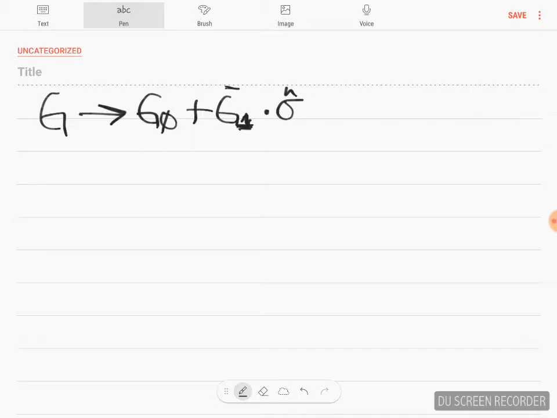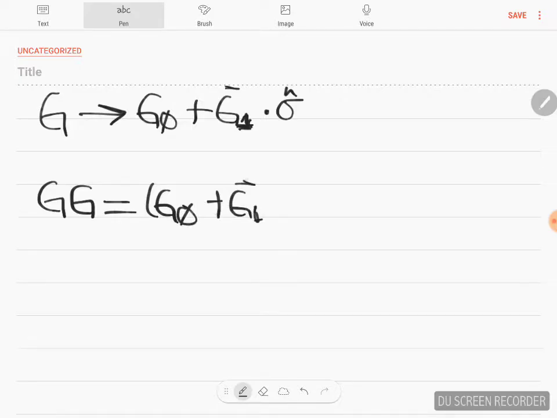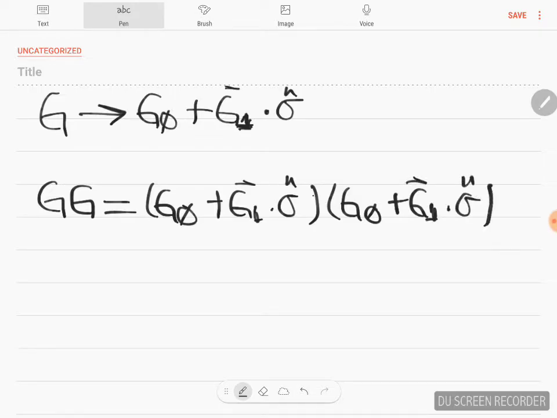What is the product of two of these Green's functions? So let's say if I want to calculate this, what would I do? Then we will proceed in the following way. So I will say G0 plus G1 dot sigma, times G0 plus G1 dot sigma. So then I'll end up with this.